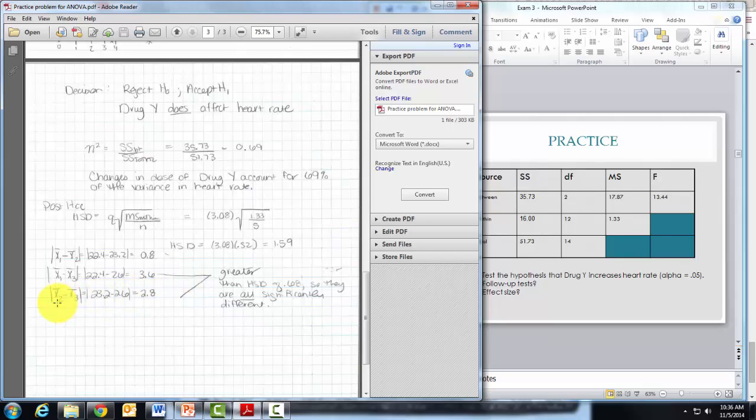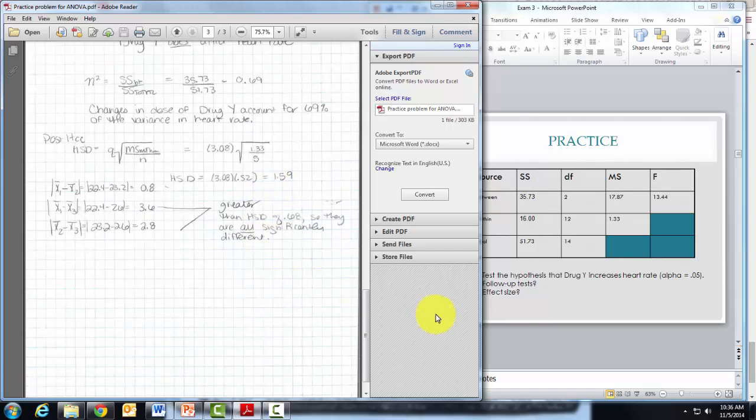Then my final comparison is between group 2, the 100 milligram group, and group 3, the 200 milligram group. So I take the mean of group 2, subtract the mean of group 3, take the absolute value, and that gives me a 2.8, and I compare the 2.8 to the value of 1.59. Is it equal to or greater than that? Yes, it is. So that means there is an honestly significant difference between people who had 100 milligrams of the drug and 200 milligrams of the drug.